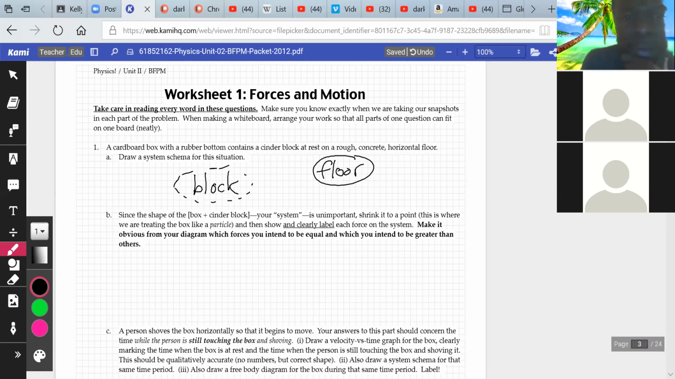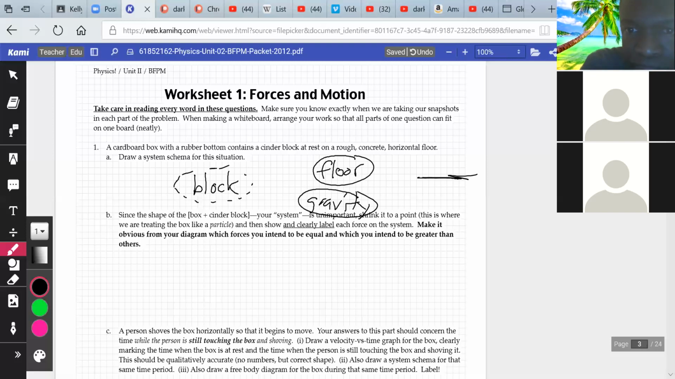What other forces could be acting on the cinder block? So it's sitting on the floor. Any other contact forces or field forces? Go ahead. Gravity. I'm sorry? I said friction and gravity. Yeah, so the friction due to the floor, and then we can also say the force of gravity. Okay, anything else that could be acting on the block? That's pretty much it, right? Because it's just the cinder block.